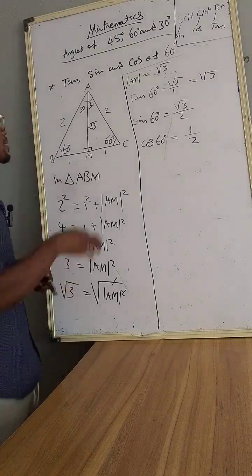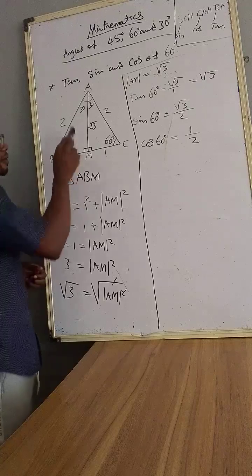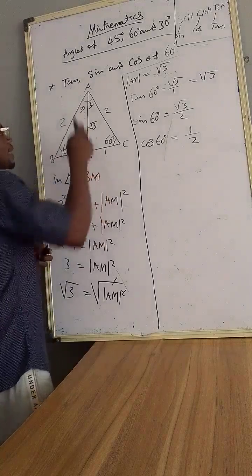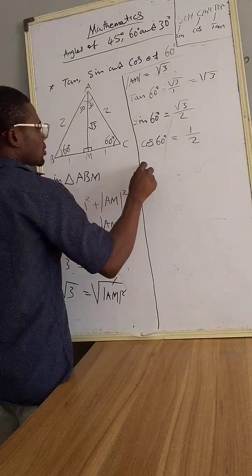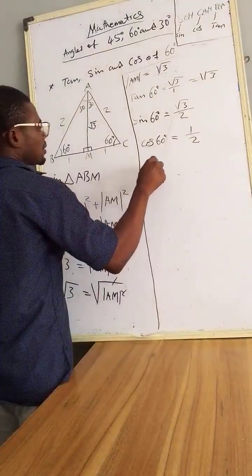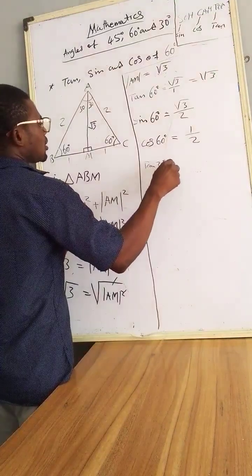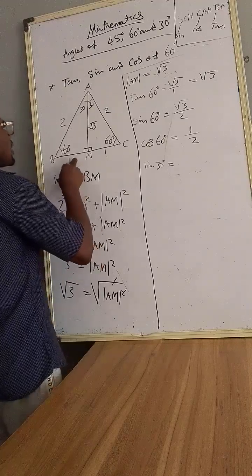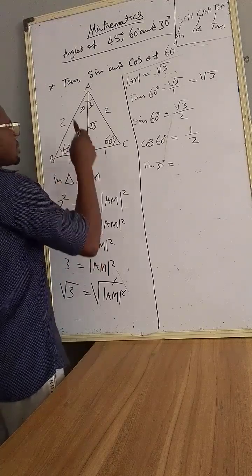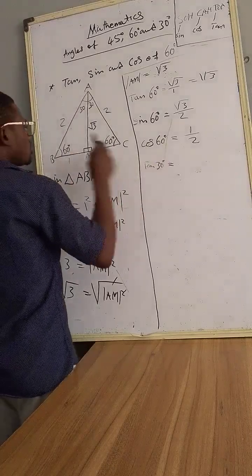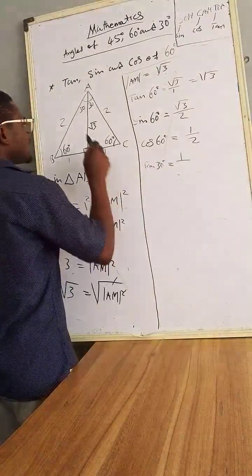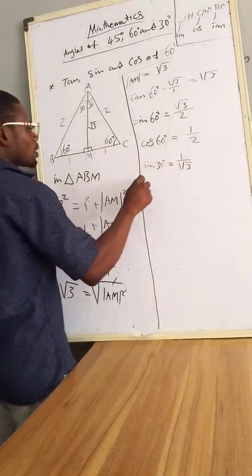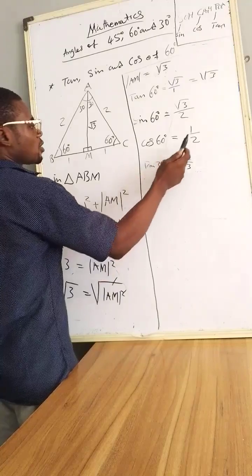I want to believe you have learned something in this. Yes, let's go ahead and look for angle 30 once and for all. What of tan, sine, and cos of 30 degrees? So let's go. Tan 30 degrees. Tan is opposite over adjacent. For this 30 degrees, the opposite is 1. The adjacent is root 3. So tan 30 degrees is 1 over root 3.